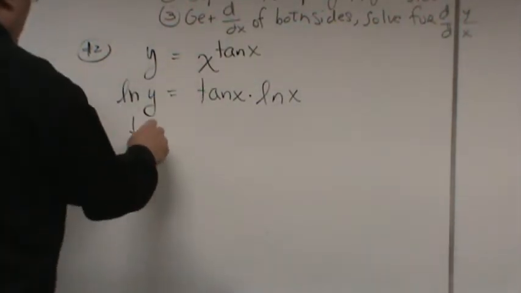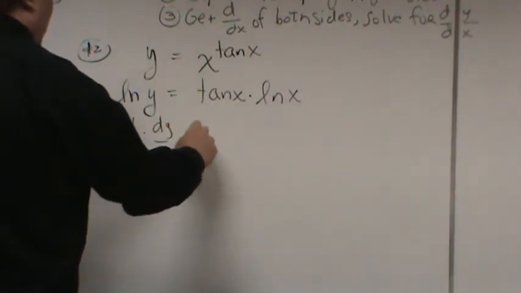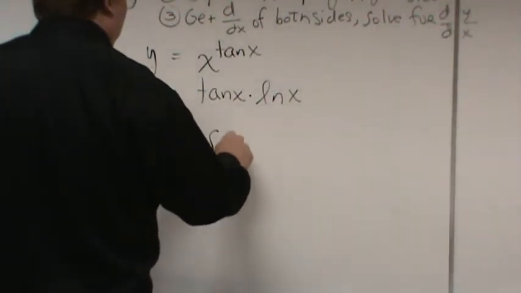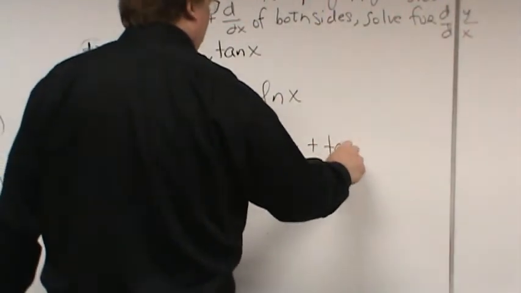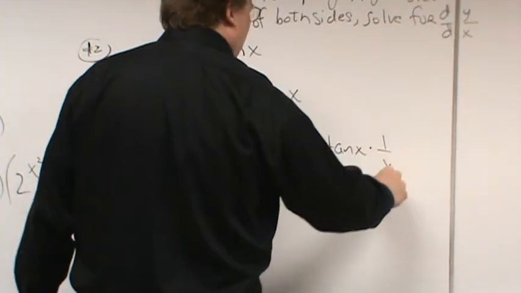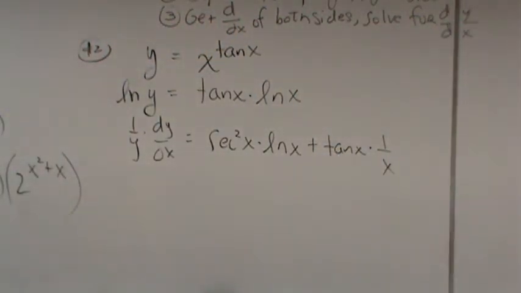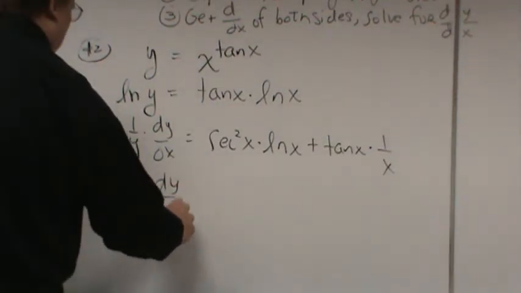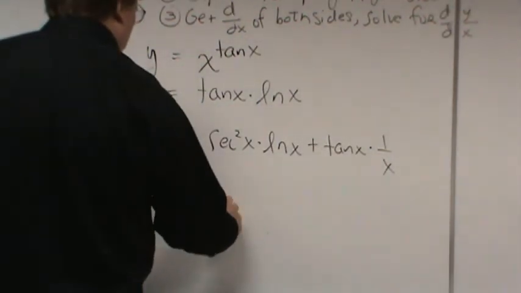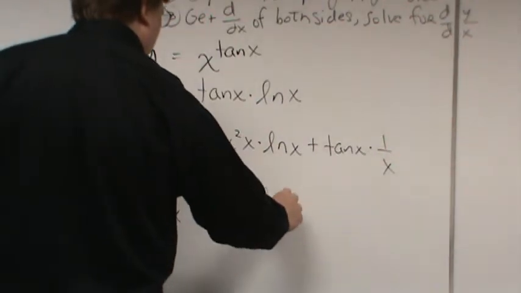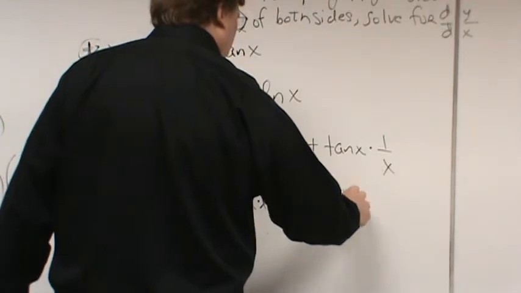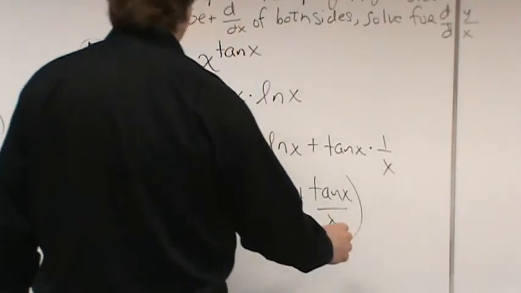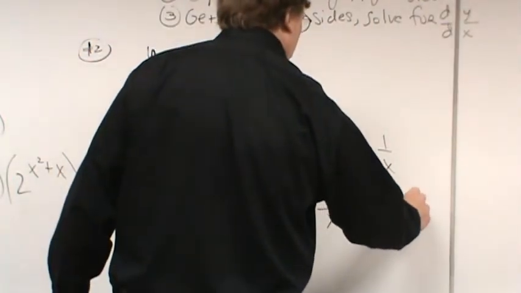So I get 1 over y times dy dx equals the derivative of the tangent of x, which is the secant squared of x, times the log natural of x, plus the tangent of x times the derivative of the log natural of x. Okay? And now I'm going to multiply both sides by y. So I get dy dx equals secant squared of x log natural of x plus tangent of x over x, multiplied by x to the tangent of x.